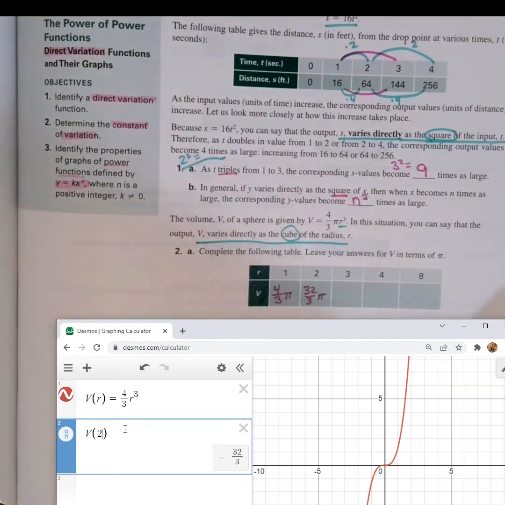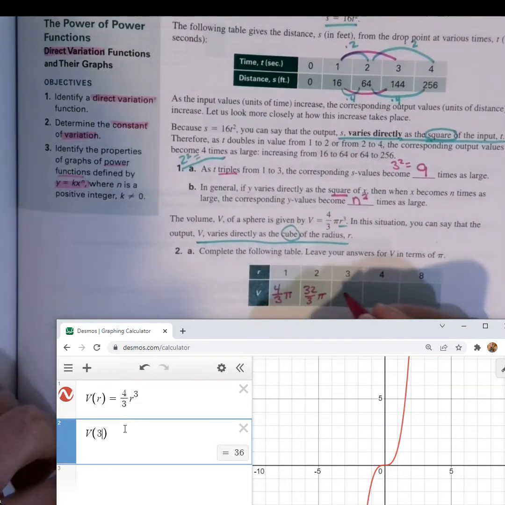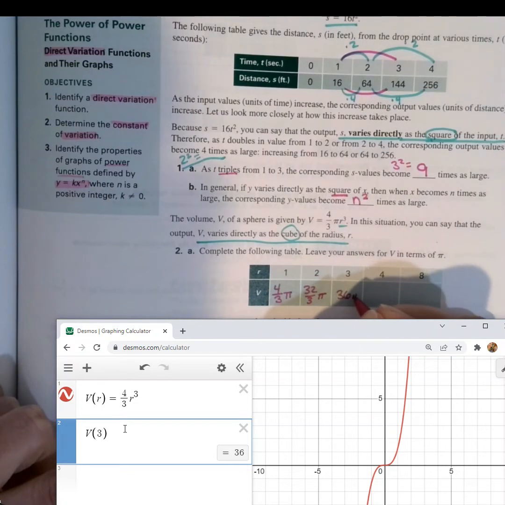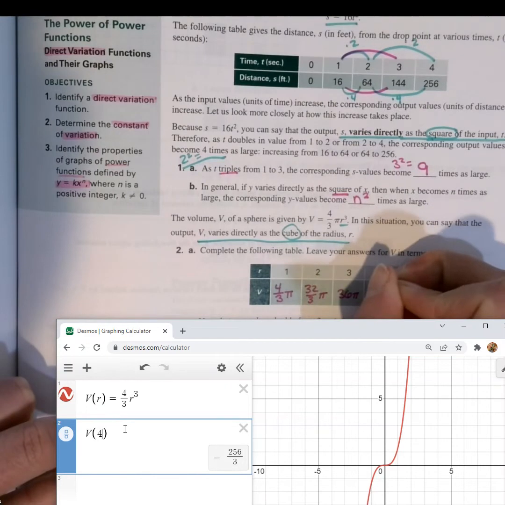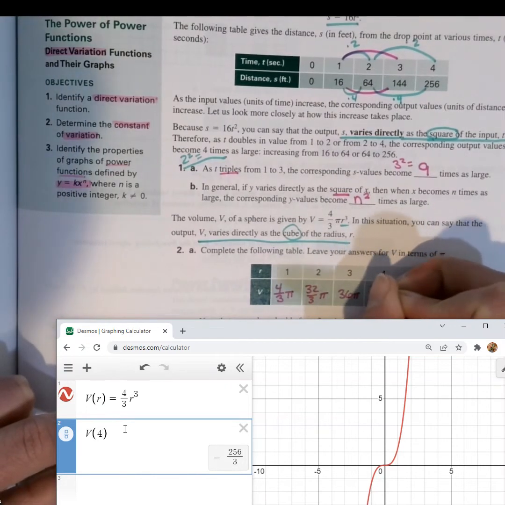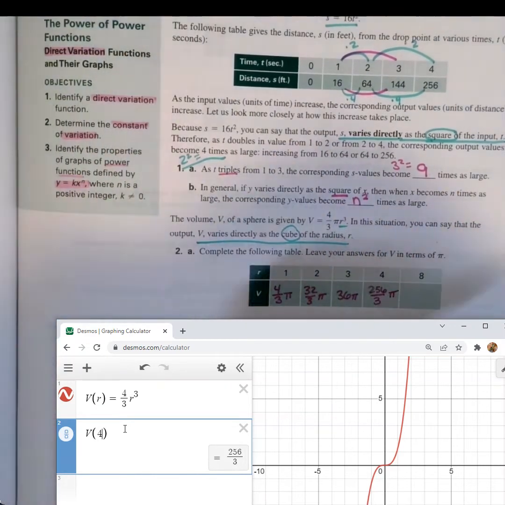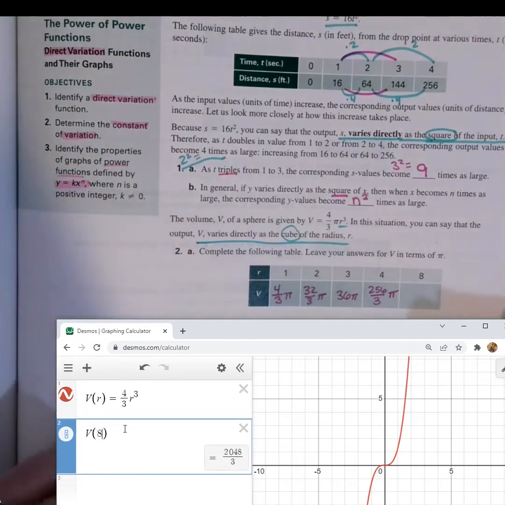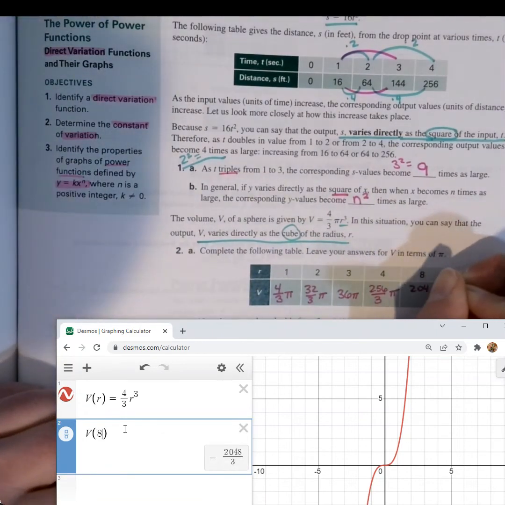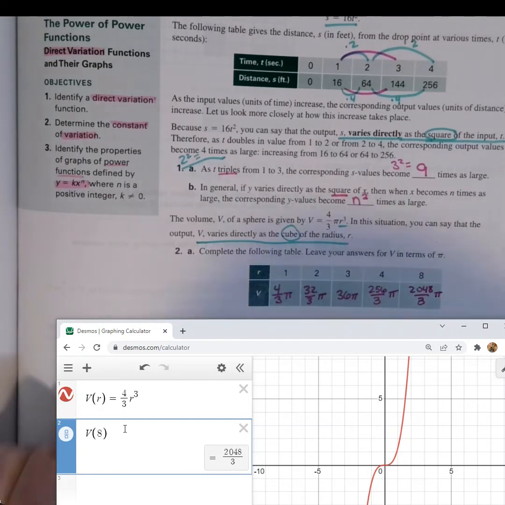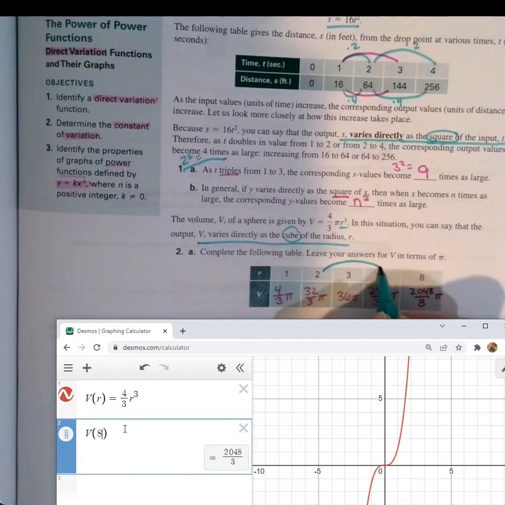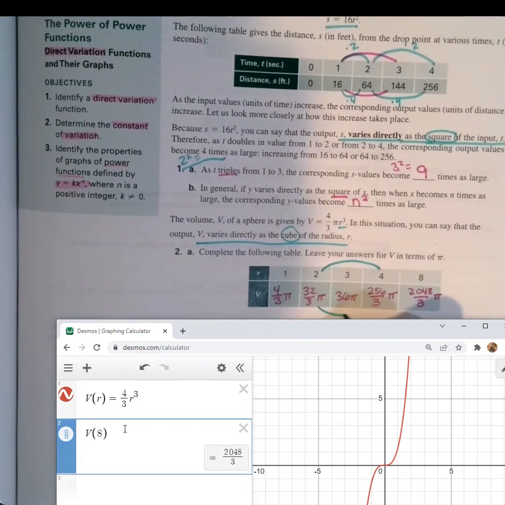If I plug in 3, I get 36 pi. If I plug in 4, I get 256/3 pi. And if I plug in 8, I get 2048 thirds pi. Okay, now notice that as the R value doubles from 2 to 4, what happens to the outputs?